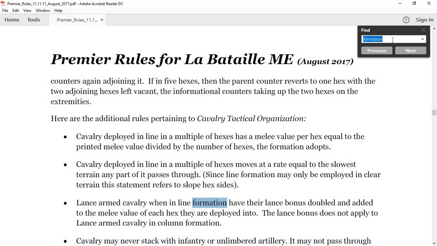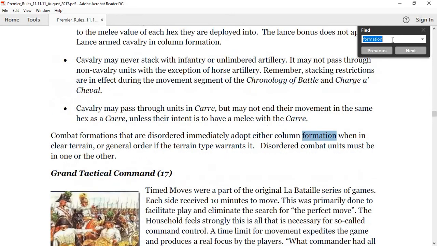they are deployed into. This is a good thing to remember, but it actually sounds vaguely familiar from La Bataille de Vauchamps. The lance bonus does not apply to lance-armed cavalry in column formation. That makes sense. That's a good thing about this design. The rules do mostly make sense.